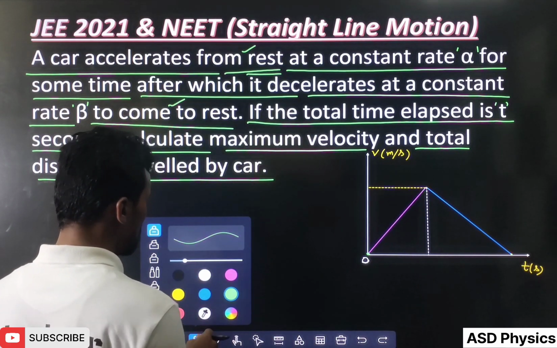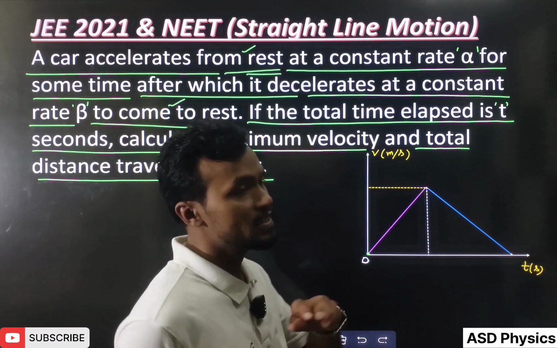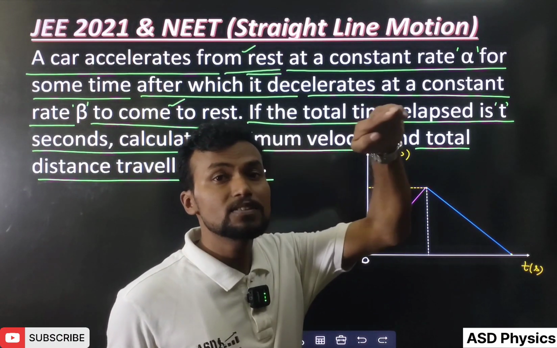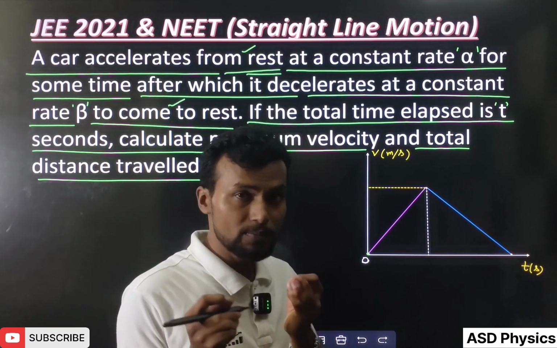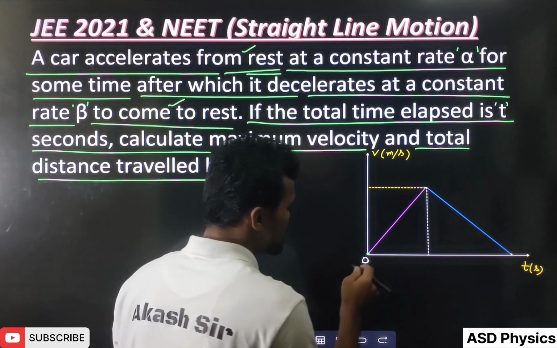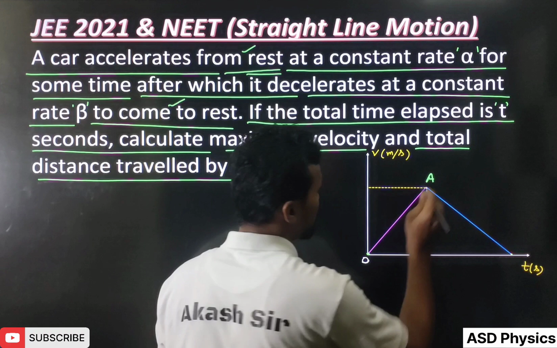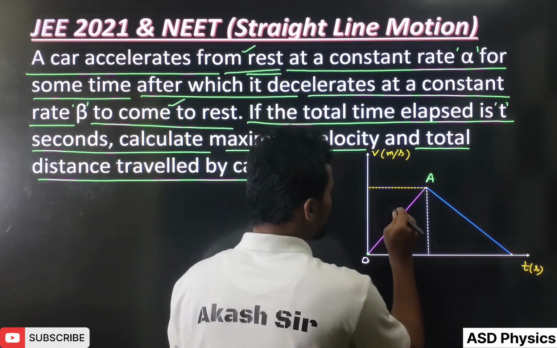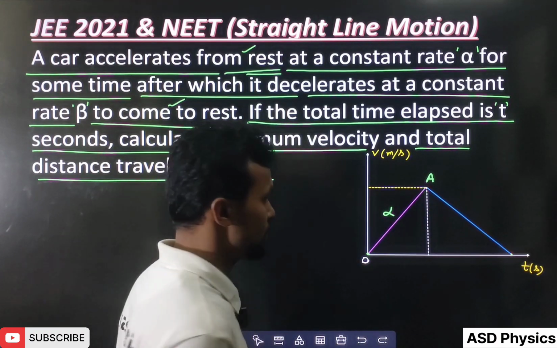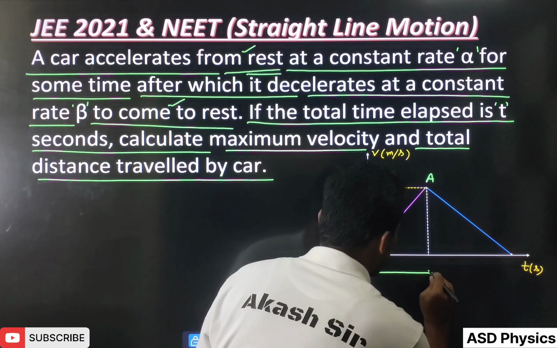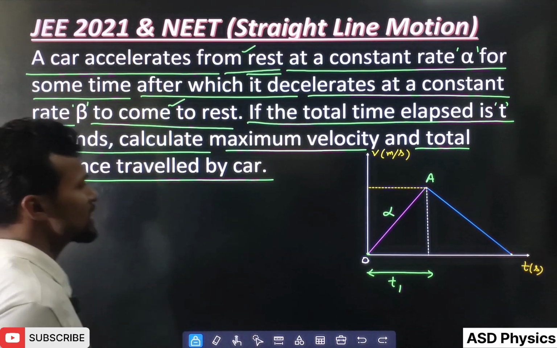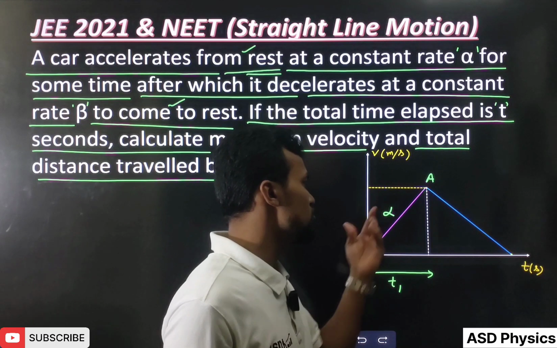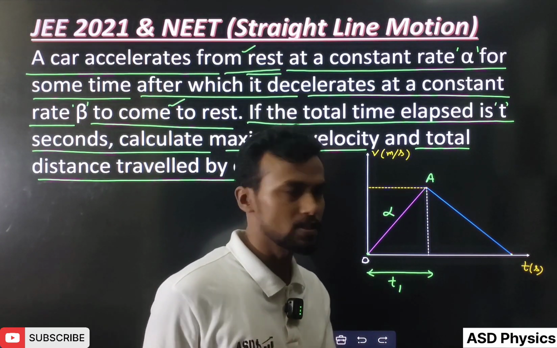Now, if you talk about the question, they are telling that velocity is increasing at a uniform rate. That means acceleration is uniform and the velocity time graph will be a straight line. So let's take from O to A. From O to A, uniform acceleration alpha is there. Let's take the time taken during the acceleration as t1. Now I have supposed this is t1.